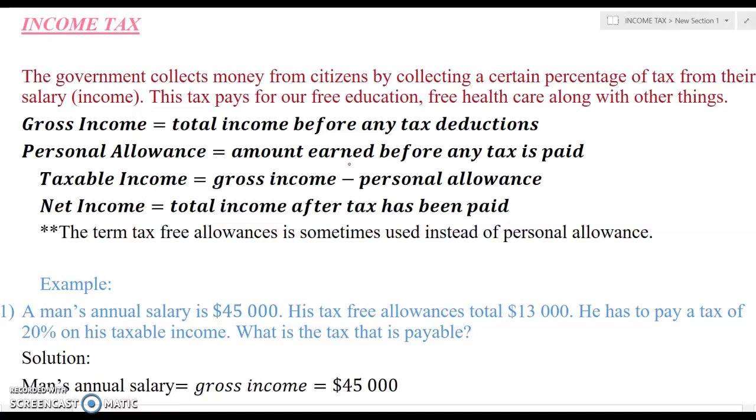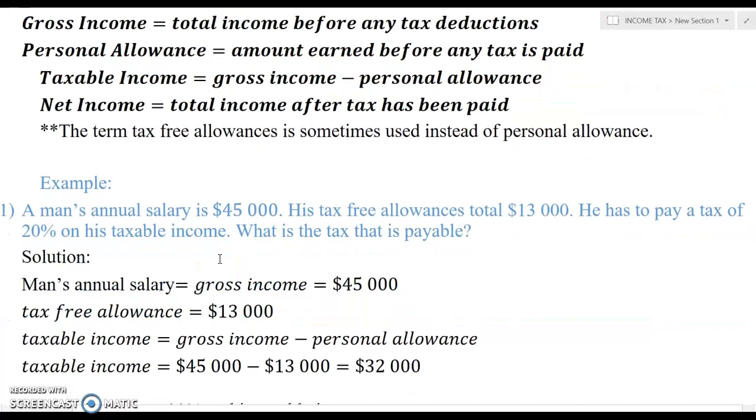The term tax-free allowances is sometimes used instead of personal allowances, as you'll see in some examples that we're going to do. So here we have an example. A man's annual salary is $45,000. Annual salary means per year he gets $45,000. His tax-free allowances is $13,000. He has to pay a tax of 20% on his taxable income. What is the tax that is payable?